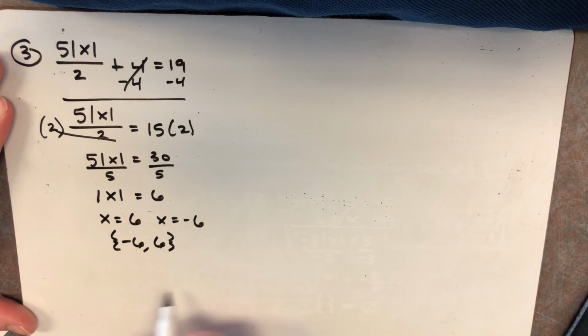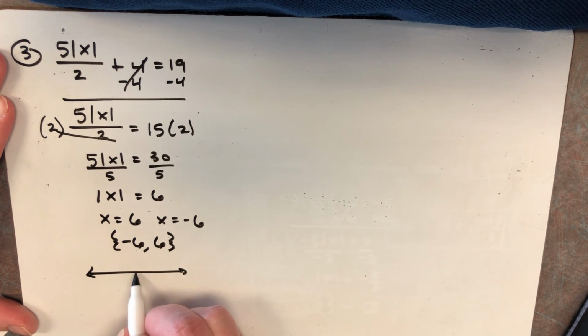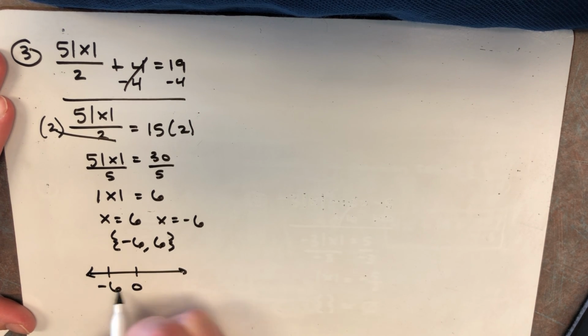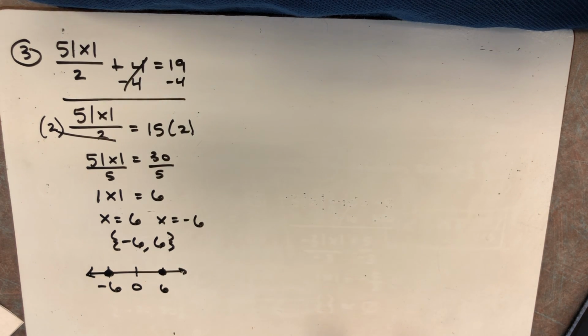If your book asks you to graph this, you can still have 3 points on your number line. All you do is put a closed circle at each of your answers, no shading in between them, because x is only going to be equal to those two numbers.